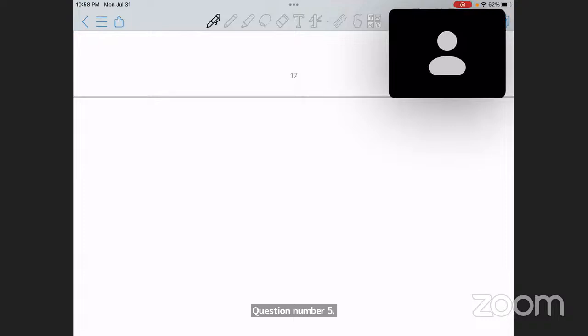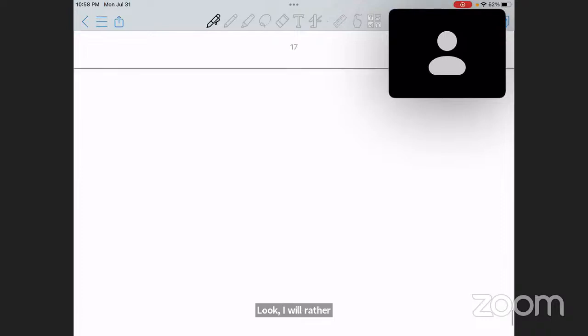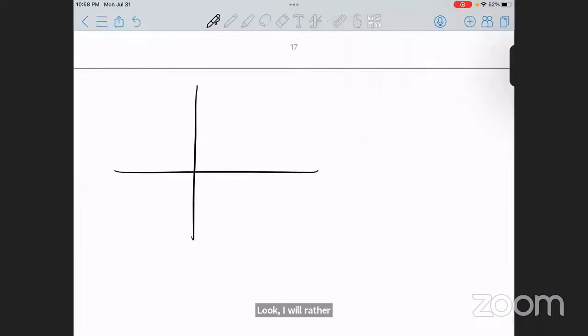There is one graph. Which of the following is true? Look, I will draw the graph, just wait. Okay. These are known as discontinuities.